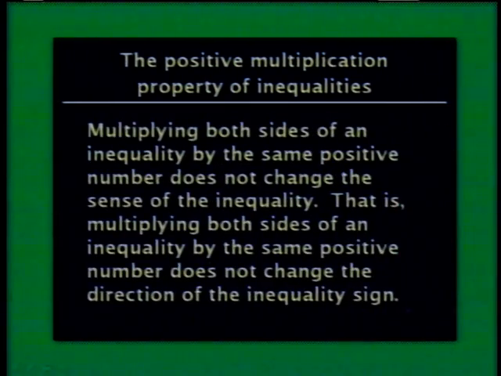I like to remember the property this way. Multiplying both sides of an inequality by the same positive number does not change the sense of the inequality. What that means is multiplying both sides of an inequality by the same positive number does not change the direction of the inequality sign. The direction of the inequality sign is the sense of the inequality.